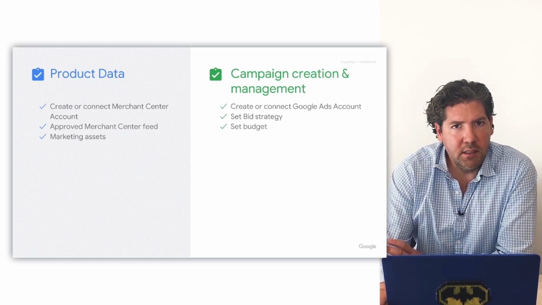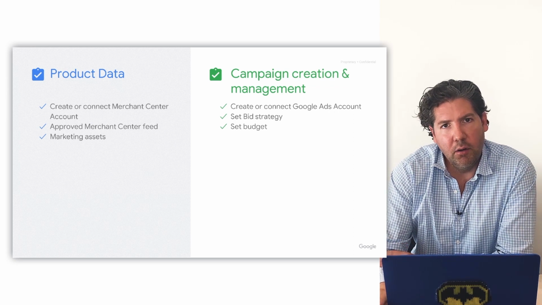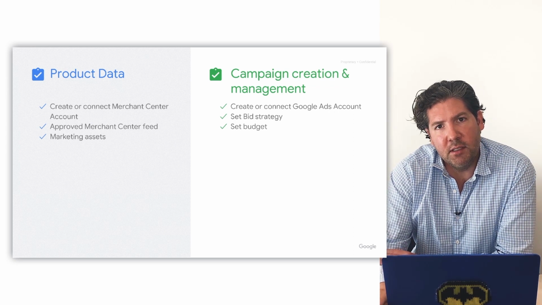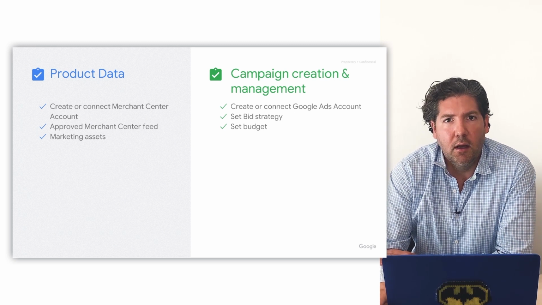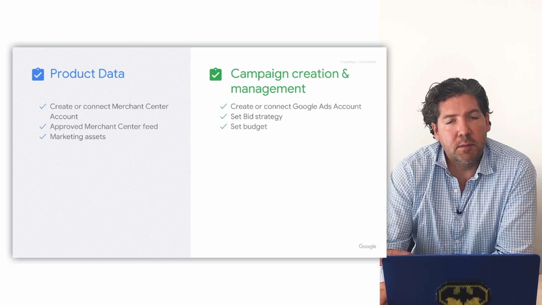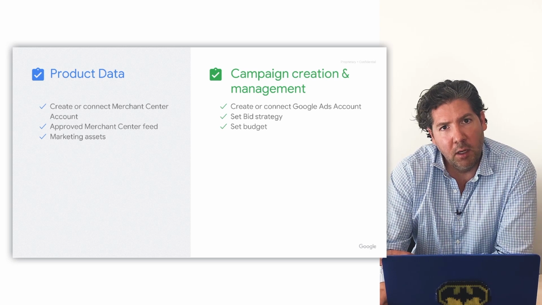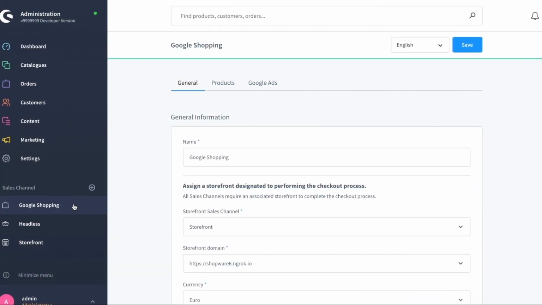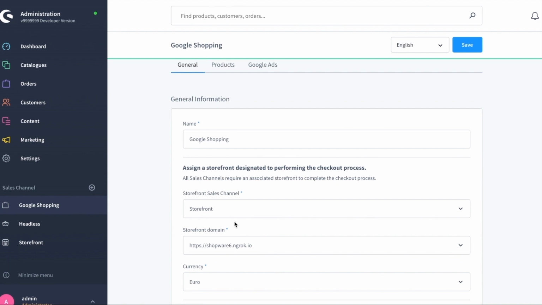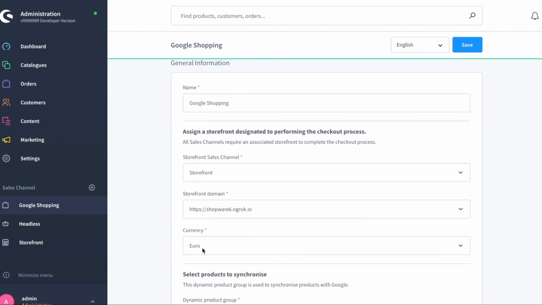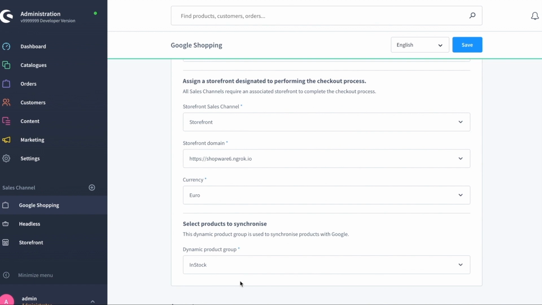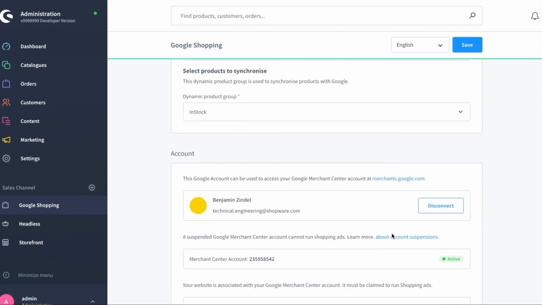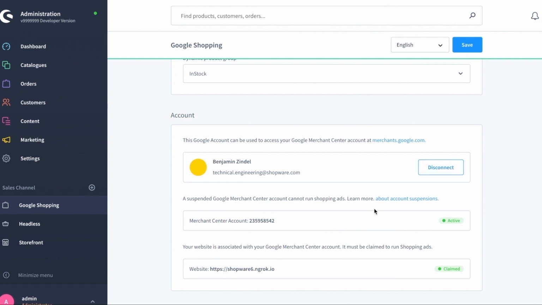So in the first video, you will see how you either create or connect an existing Merchant Center account in Shopware, how you can actually provide to the smart shopping campaigns all the products you want to run in the campaigns, and also select the best marketing assets for the campaigns. We created a Google Sales channel, selected the storefront from Shopware, defined the currency I want to use, and also which products I want to sync to the Google Merchant Center. Account is completely set up now and connected.